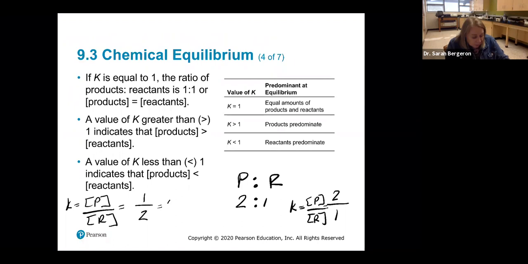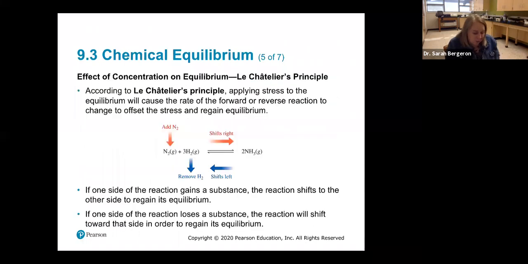What does that equal to? 0.5. Look at that, less than 1, right? So that's telling me that I have more reactants than I have products. So always write out your little fraction and it'll help you.